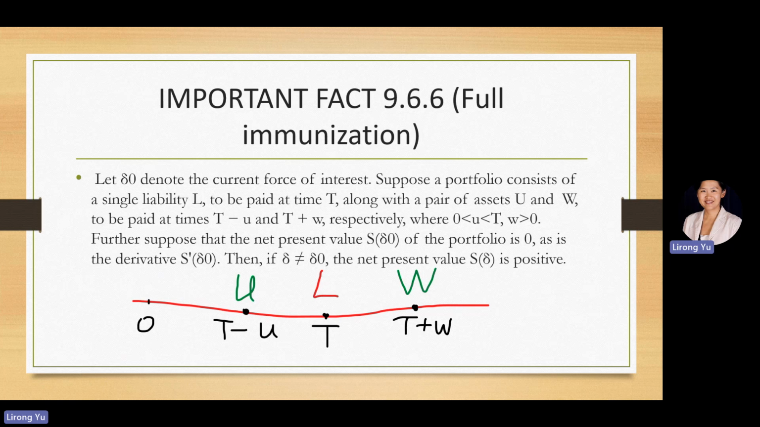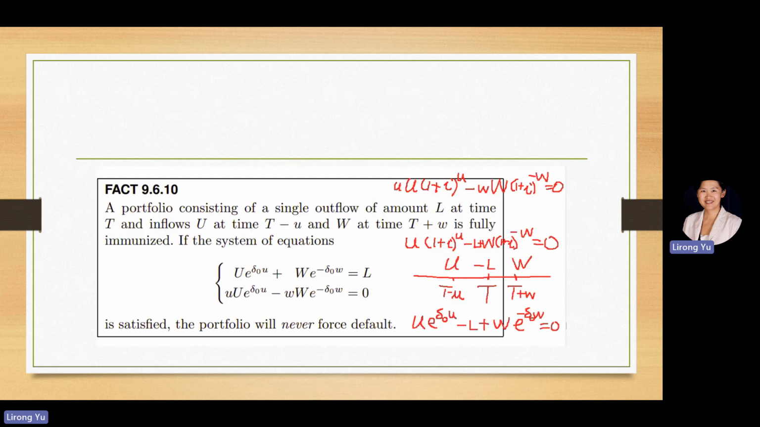So that's something we get. That is saying if the liability and asset are in this order, then we can always count on the full immunization. And that means the difference between asset and liability will always be positive. That means you can always cover your liability with your asset. So this is a little explanation of the reason for it.